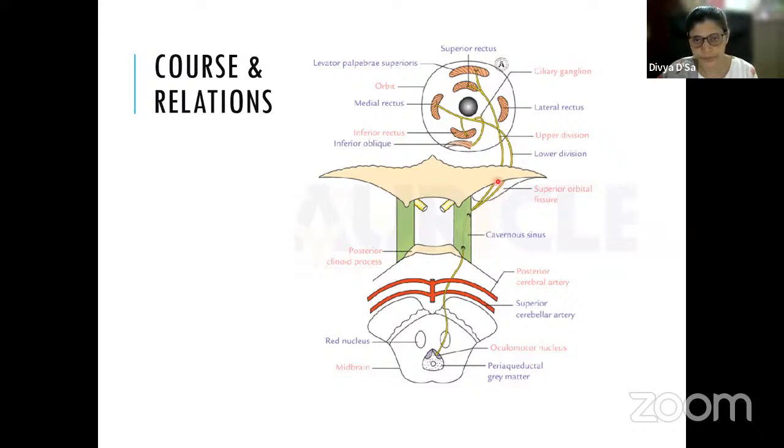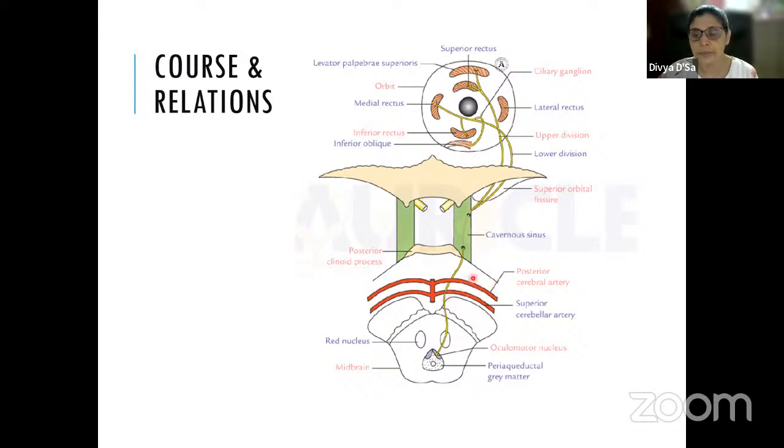Okay, so that is the course. Upper and lower division, we will see the distribution. So this is how it goes. It begins in the cerebellar peduncle.